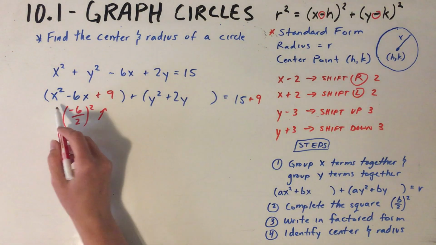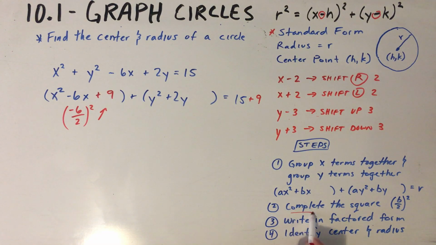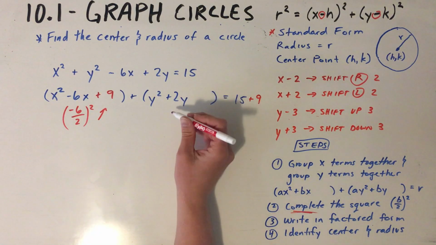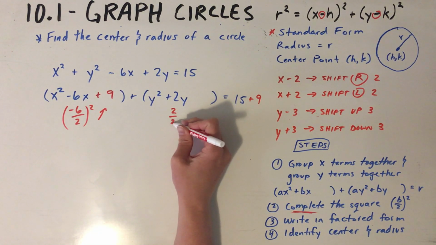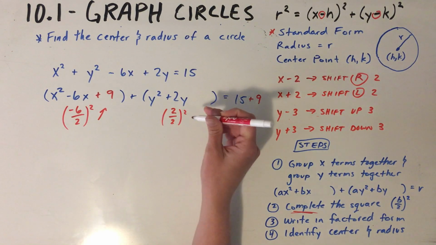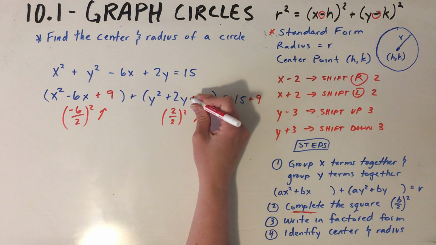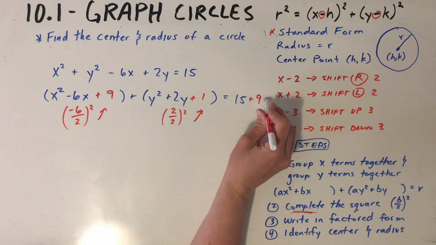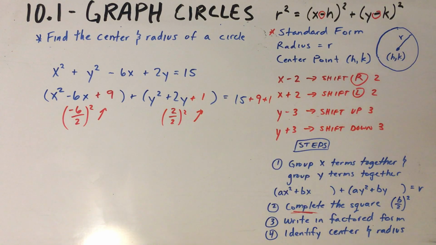I can do this whether it's x or y, it doesn't matter, but we've got to complete the square. What we're going to do here is take the 2, divide it by 2, and square it, which is 1. We're going to add that value right here. Whatever we do to one side of the equation, we have to do to the other. All right, so now I've completed the square for both of them. You have to complete both the x and the y.